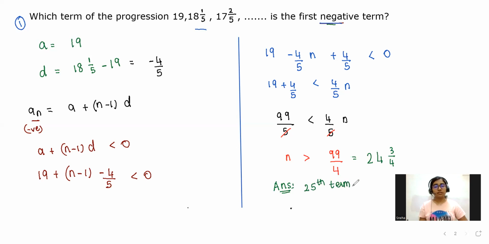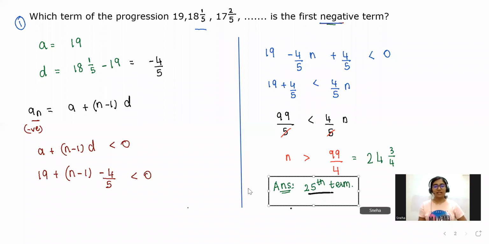Why am I telling 25th term and why not 24? Because 24 3 by 4 will only be the negative term. So the next integral term would be the 25th term. They're just asking us which term. So you could just conclude by saying 25. That's it. Say, for example, if they asked us which term, like, can you tell us the term? Then what we have to do? We have to substitute and find out the term.